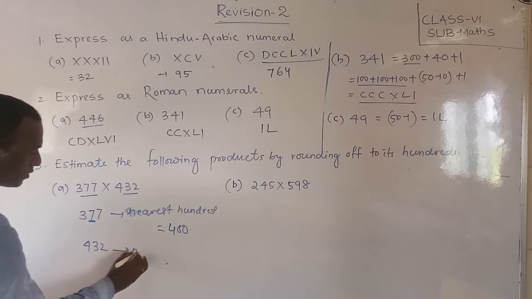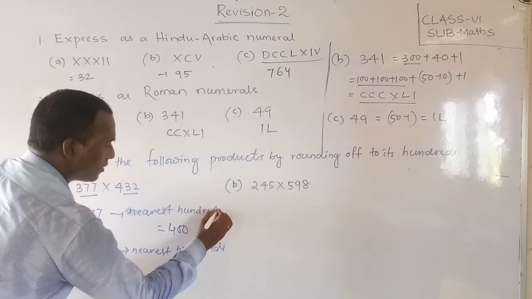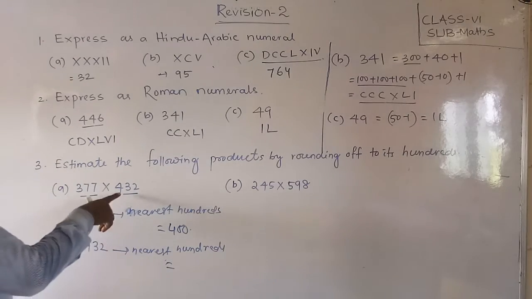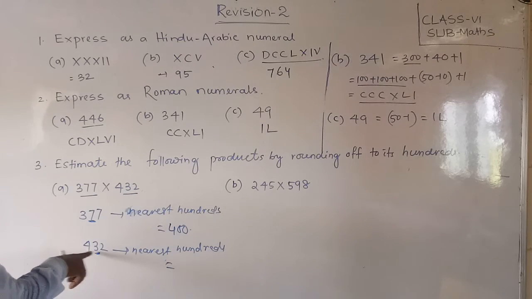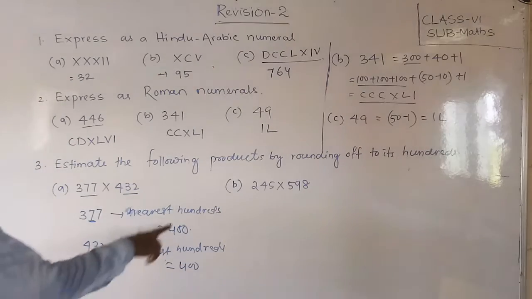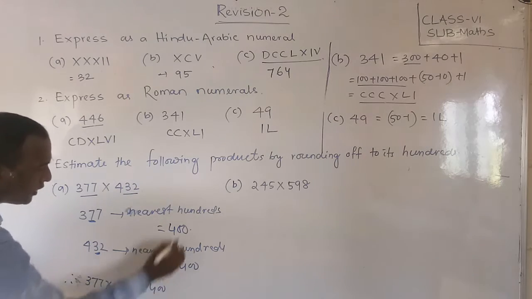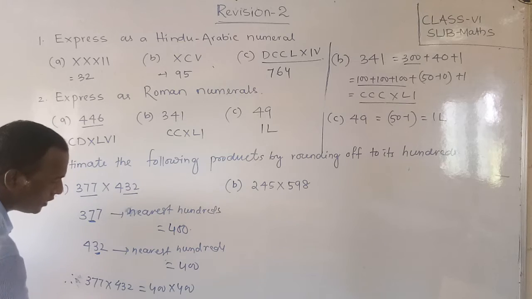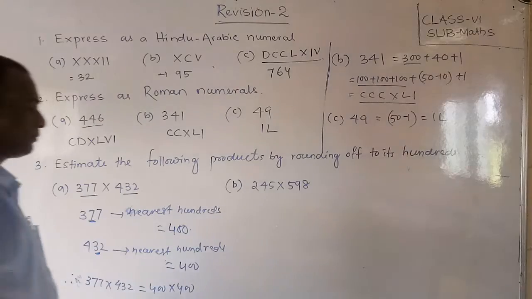Now 432, nearest 100, is equal to how much, friends? Observe here, 432. You check the tens place digit. The tens place digit is 5 or less, so no change. So directly 400, because 4 won't change. It is 00. So now we got this. Hence 377 into 432 is equal to 400 into 400, is equal to 160000. Okay, this is our answer.